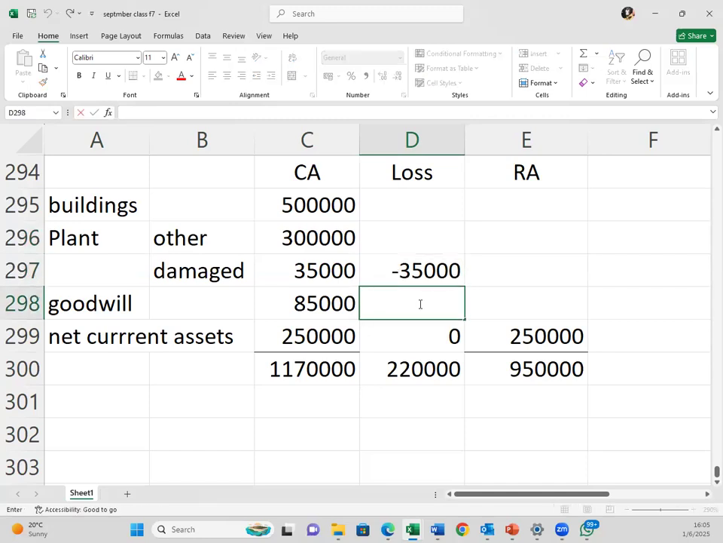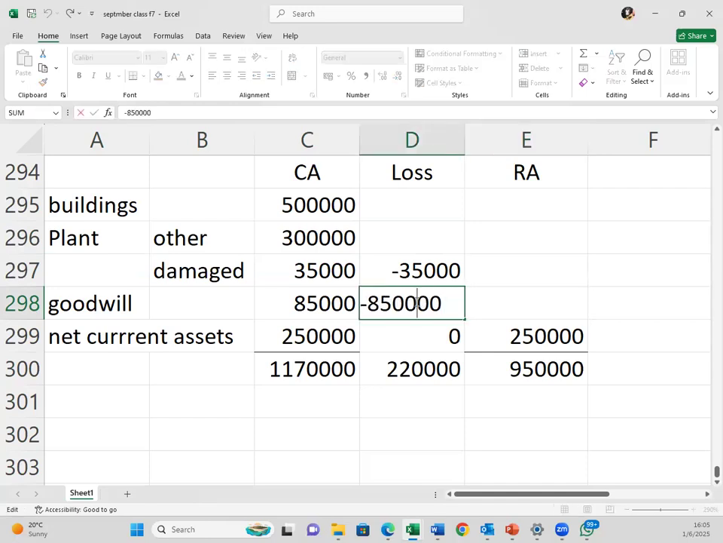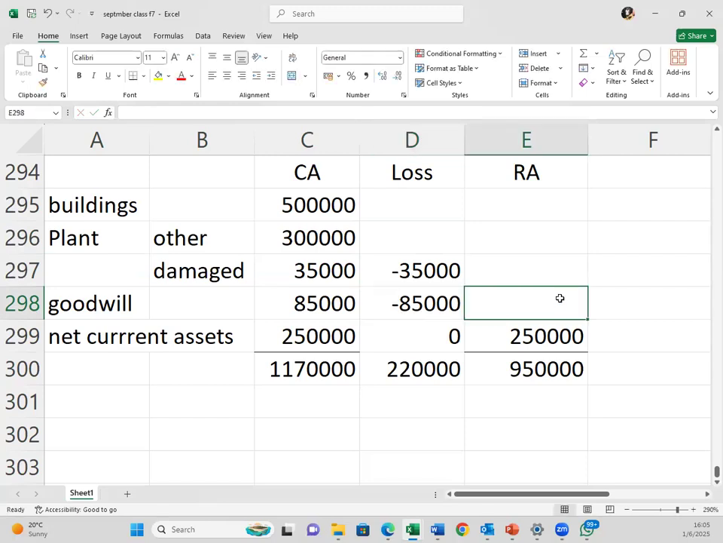Then after that, we write off goodwill, or we allocate impairment fully to goodwill. So goodwill, again, we're going to write it off. It was 85,000. So for goodwill, 85,000. Then the remaining impairment, you allocate it to the non-current assets that are remaining, basing on their book values.